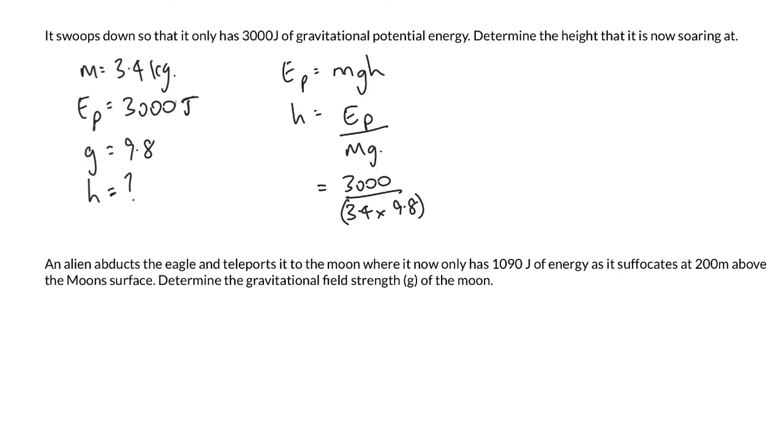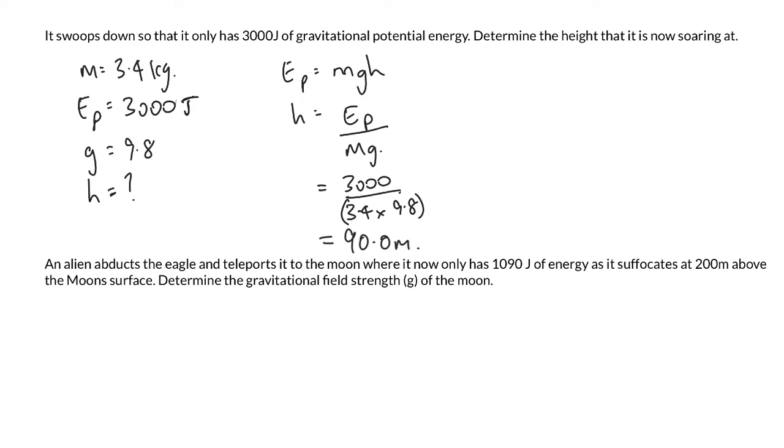Please, when you do this in your calculator, either do this step first and then do 3,000 divided by that number, or put brackets around this, because if you do not put this number in brackets, you'll do 3,000 divided by 3.4 times 9.8, which will get you a very different value. So please put brackets around those there, otherwise your calculator is going to give you something odd, right? And you should get, it is at 90 meters, right?